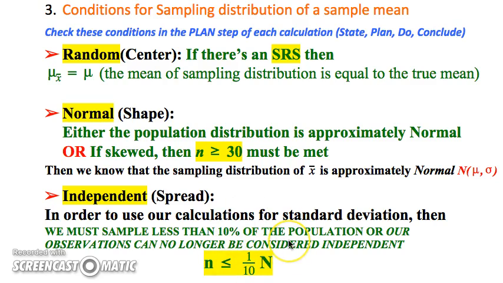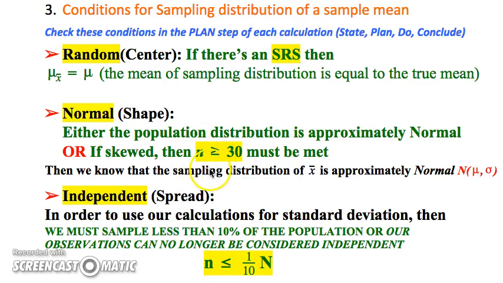Another way to show this that some students find easier is take your sample size. If it's 90, multiply it by 10. The population would then have to be at least 900 for us to have sampled 90. So those are our three conditions. Random and independent are similar as before. The formula for standard deviation is different. We'll look at that in just a second. However, the condition is the same.